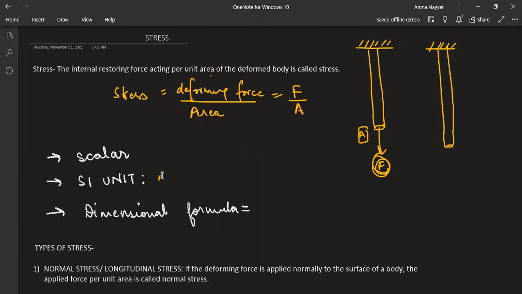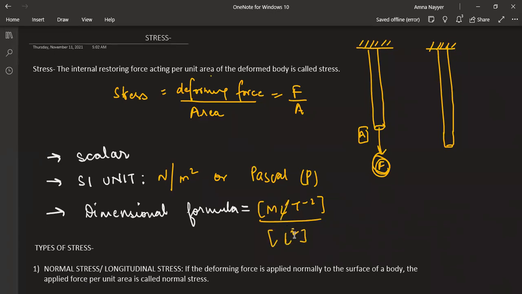So the SI unit of force is Newton. The SI unit of area is meter square. So 1 Newton per meter square, right? Or straight away write the SI unit of pressure. Does anybody remember the SI unit of pressure? 1 Newton per meter square is equal to Pascal, denoted by Pa. If you want, you can write the proper dimensional formula also: M L T to the power minus 2 divided by L square. So this L will get cancelled. So M L to the power minus 1, T to the power minus 2. This is what is meant by stress.